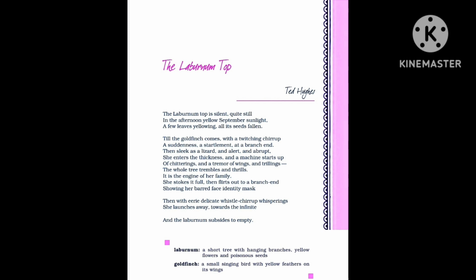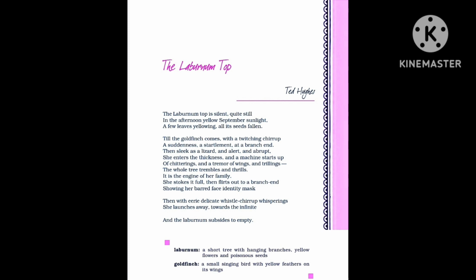She stalks its full, then flirts out to a branch end. She stalks its full means she, the goldfinch bird, feeds them, and she had given them food, and they were all happy to get the food. She fed them fully and well. Then flirts out to a branch end. Then flirts out means then leads out. Then finally she came out to the branch end where she started from.